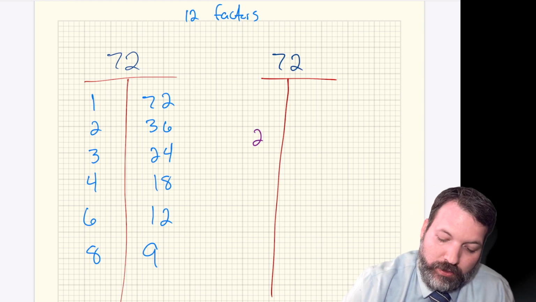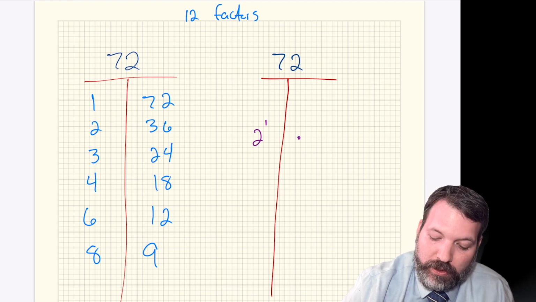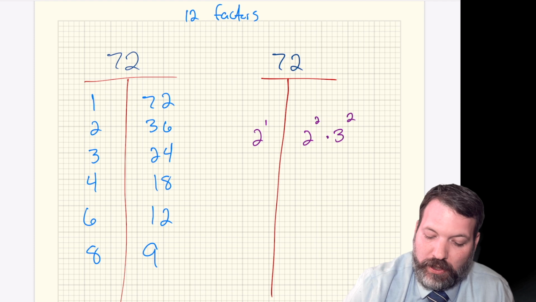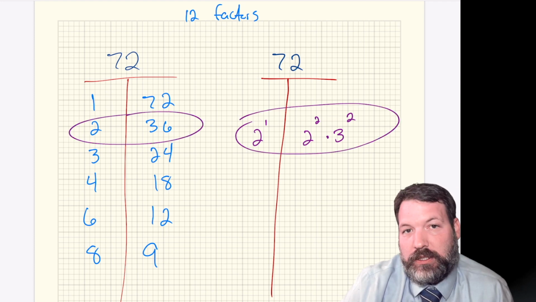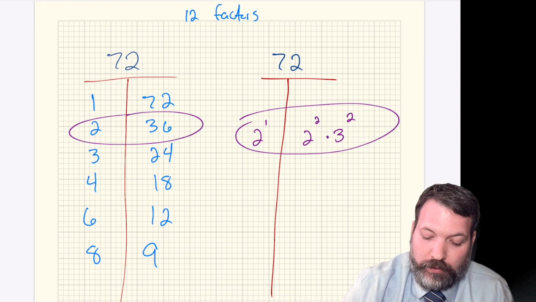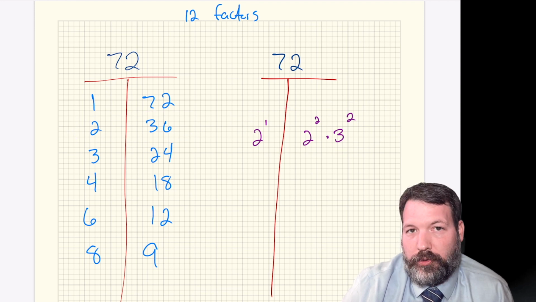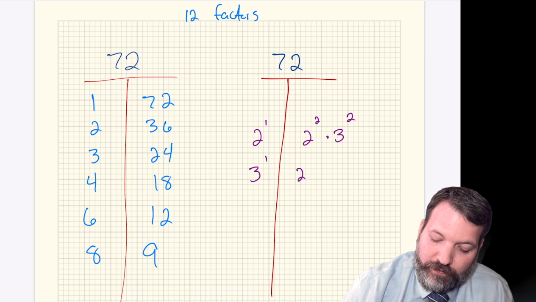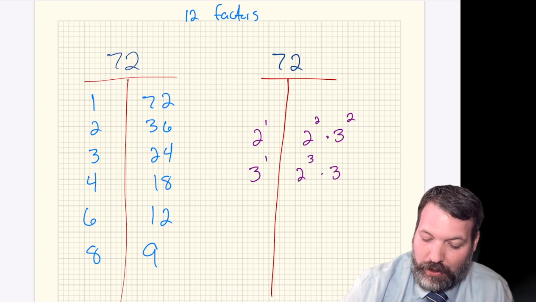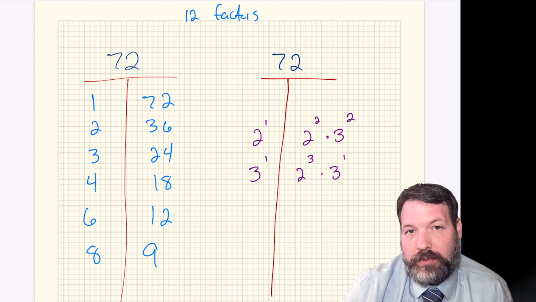Let's start with the 2. 2, of course, is 2 to the first. And what's 36? 2 squared is 4 times 3 squared is 9. And so that is the same as our 2 times 36 over on the left table. Let's do the same thing for the next row, 3 times 24. 3, of course, is 3 to the first. 24 is 8 times 3. That is, it's 2 to the third times 3 to the first.